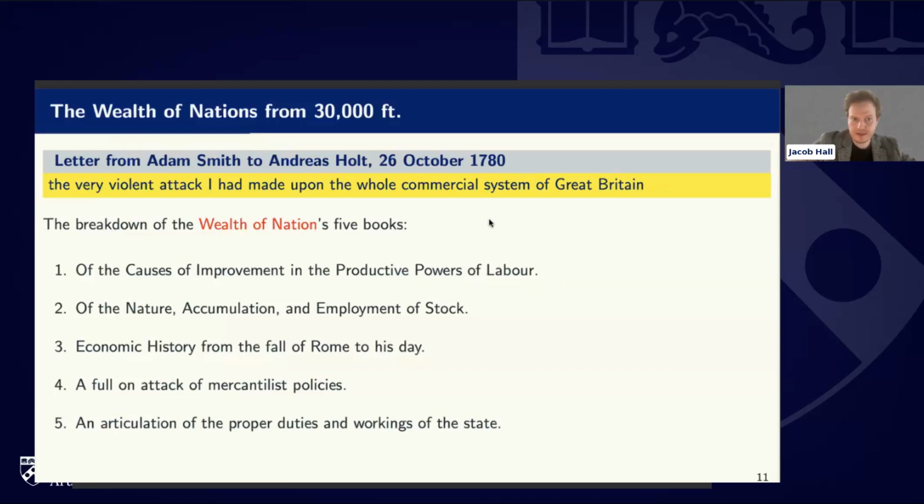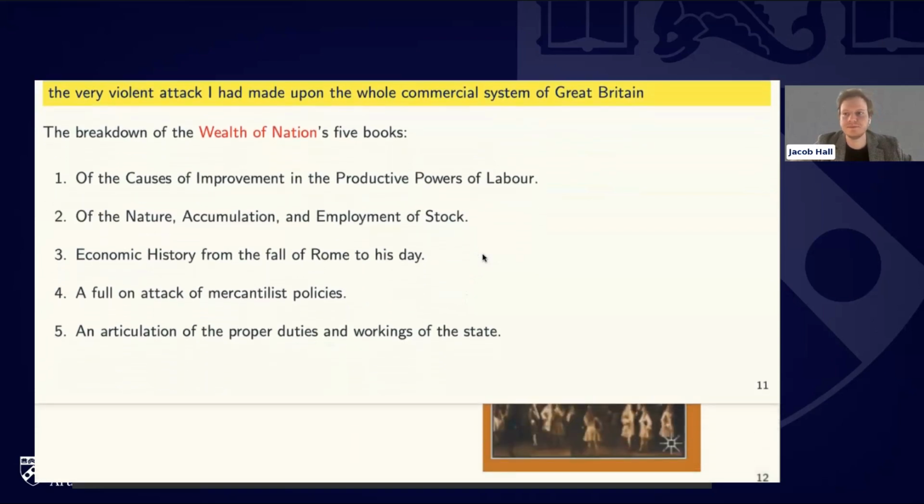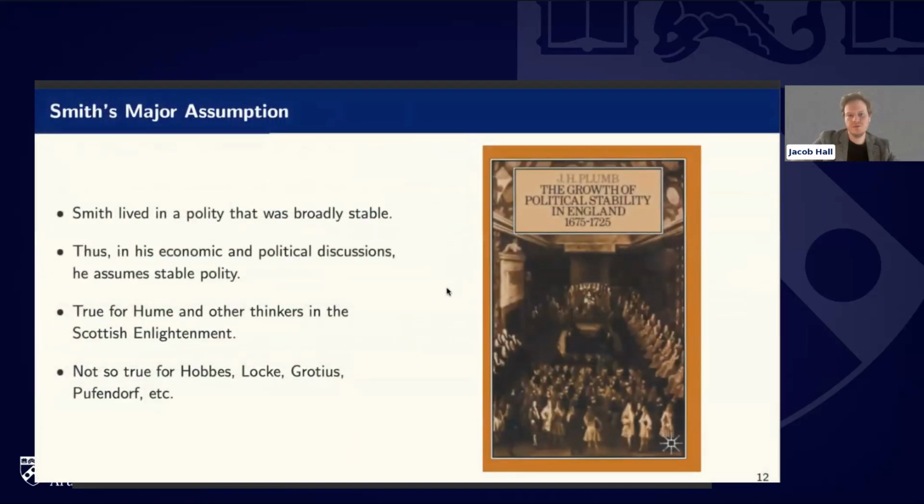There are other through lines that we could talk about, bring it up in the Q&A. One is a development of his system of natural liberty. Another is a working out of the mechanisms and appreciation for the invisible hand. Those relate, but they're another through line. Before getting into Smith and his violent attack, it's worth remembering and emphasizing that Smith lived in a polity that was broadly stable.